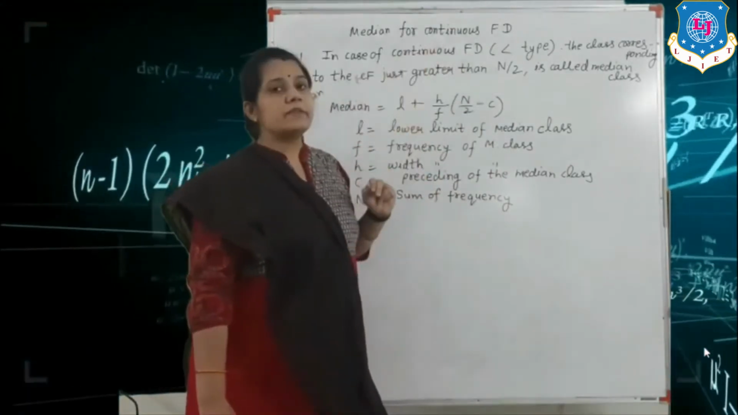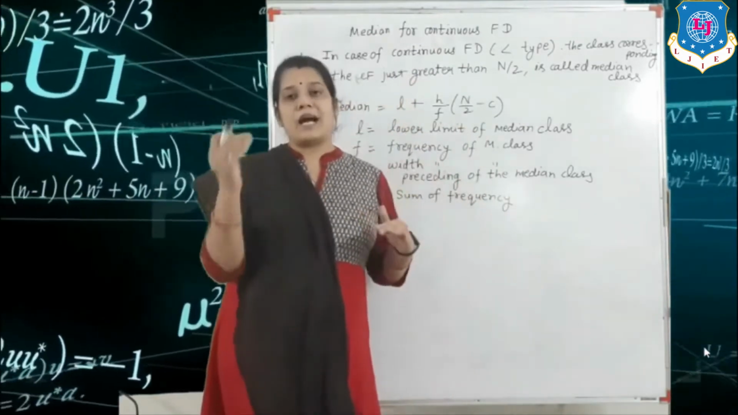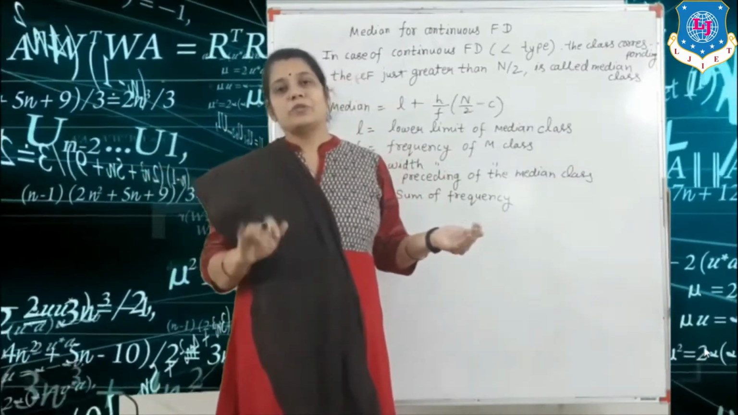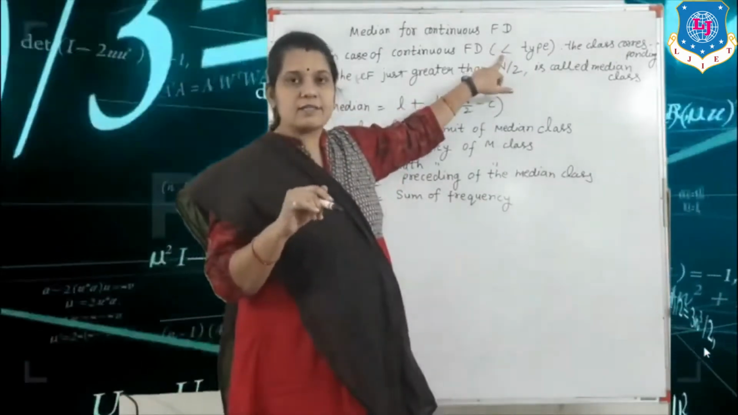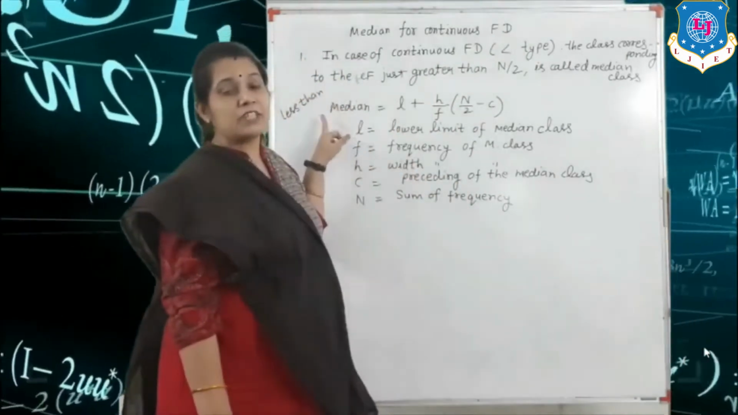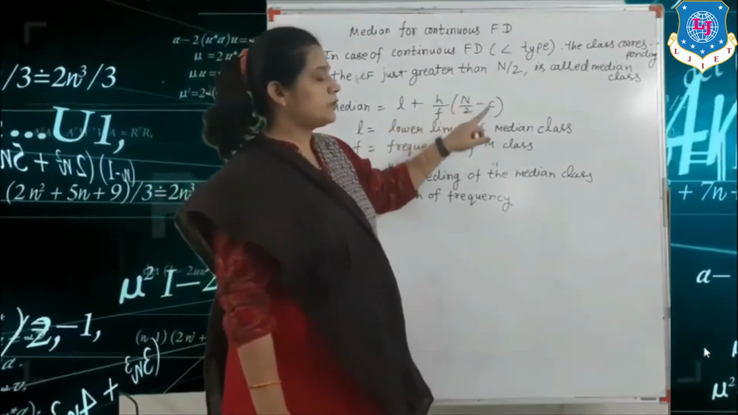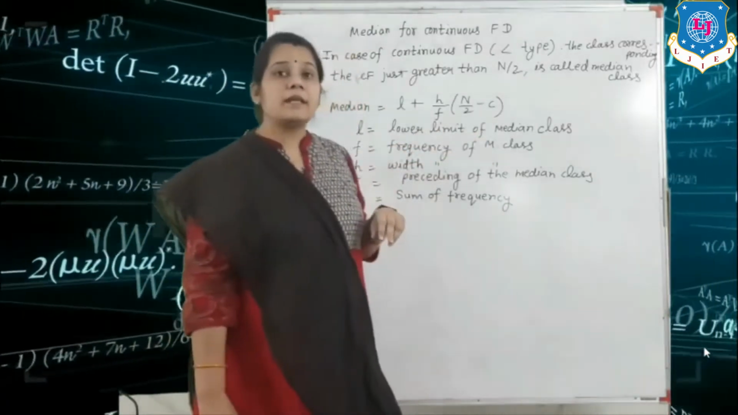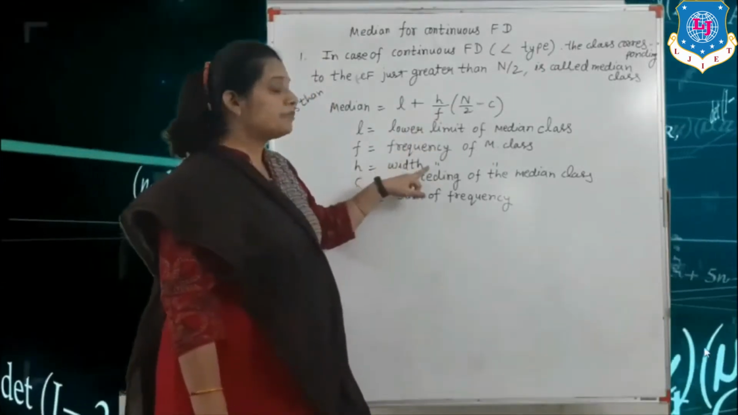Okay, and if your question is given in continuous frequency, what do we mean by continuous frequency? It goes from small number to large number, or large number to small number, and it is given with a less than or greater than sign. So the formula for the median in the less than frequency case is median equals L plus H upon F times N by 2 minus C. Here L is the lower limit of the median class, F is the frequency of the median class, and H is the width of the median class.